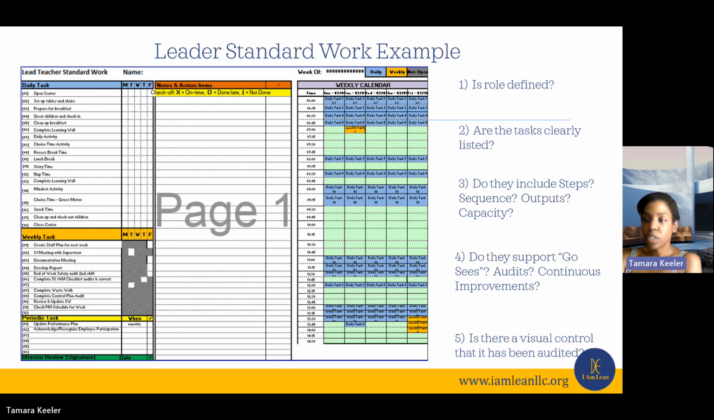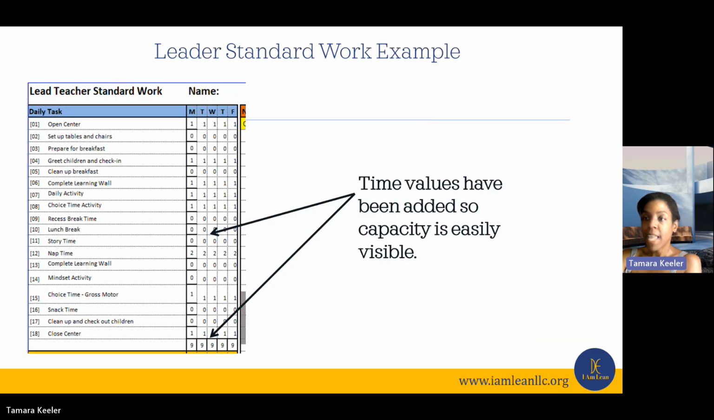And is there a visual control that has been audited? So this leader standard work, the bottom green, you may not be able to see it, but it says manager's signature. So you want your leader standard work to be approved by the person in authority ahead of you, or you may want to just approve it yourself if it's just your leader standard work. Okay, now note the total capacity of this work.